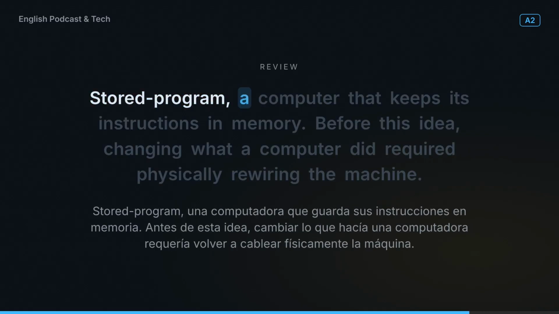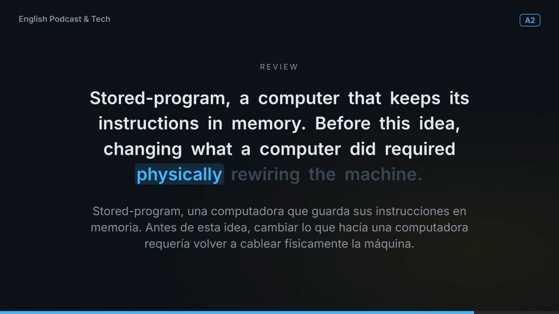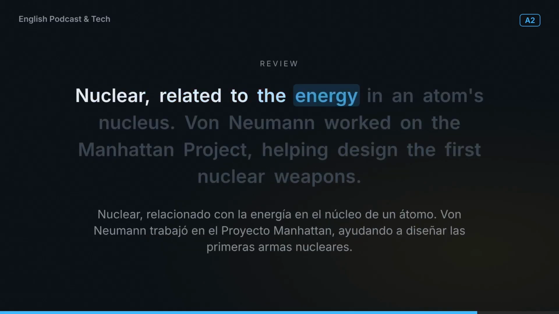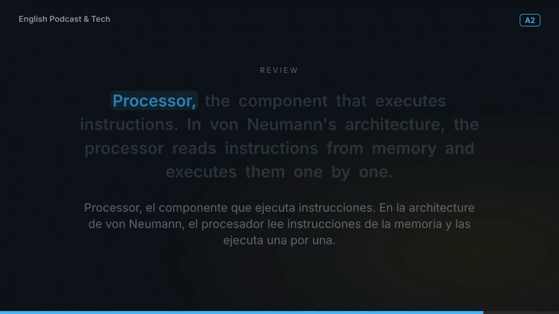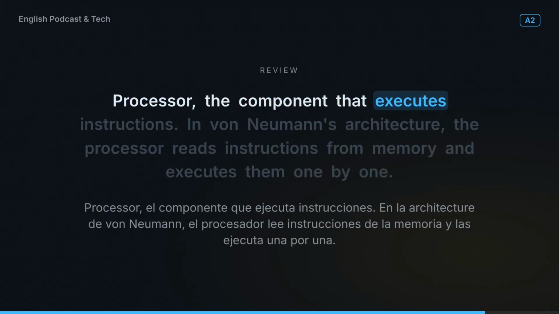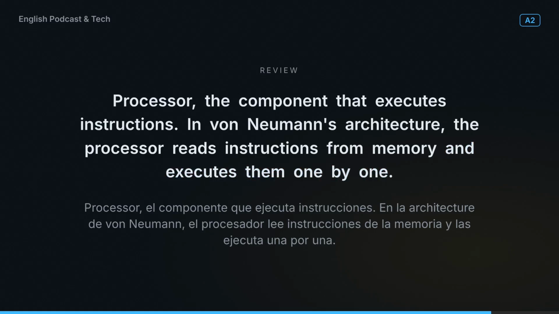Stored program, a computer that keeps its instructions in memory. Before this idea, changing what a computer did required physically rewiring the machine. Nuclear, related to the energy in an atom's nucleus. Von Neumann worked on the Manhattan Project, helping design the first nuclear weapons. Processor, the component that executes instructions. In von Neumann's architecture, the processor reads instructions from memory and executes them one by one.